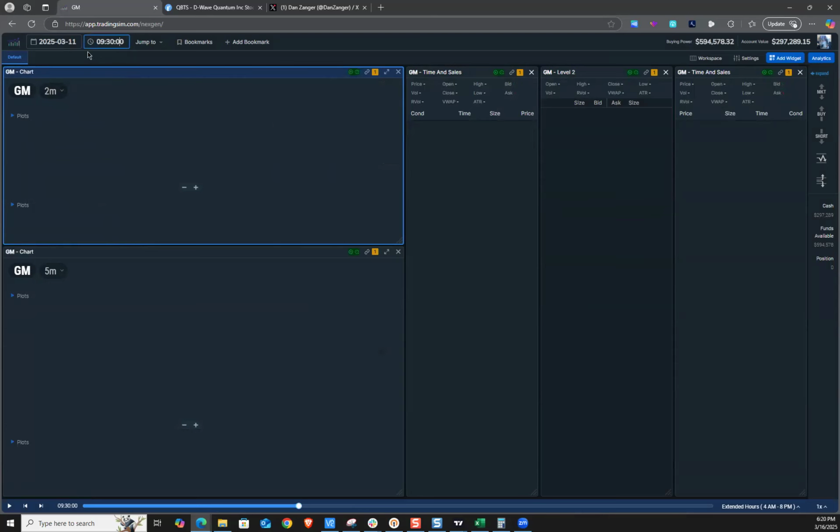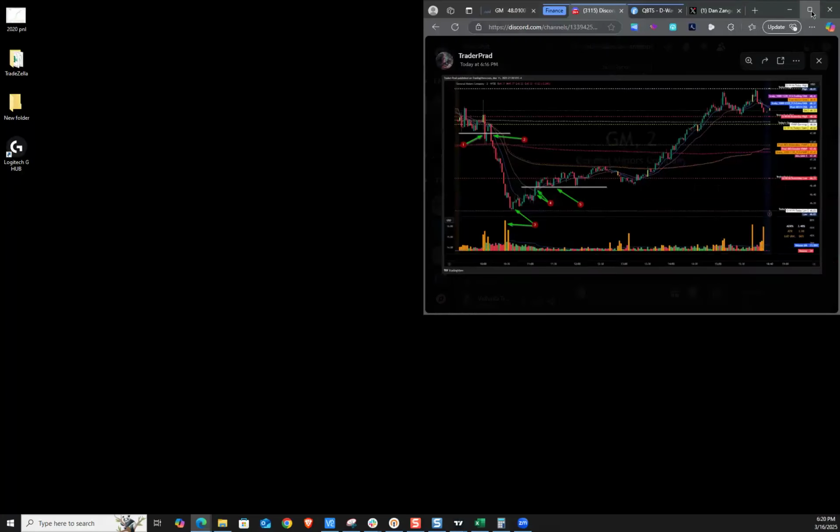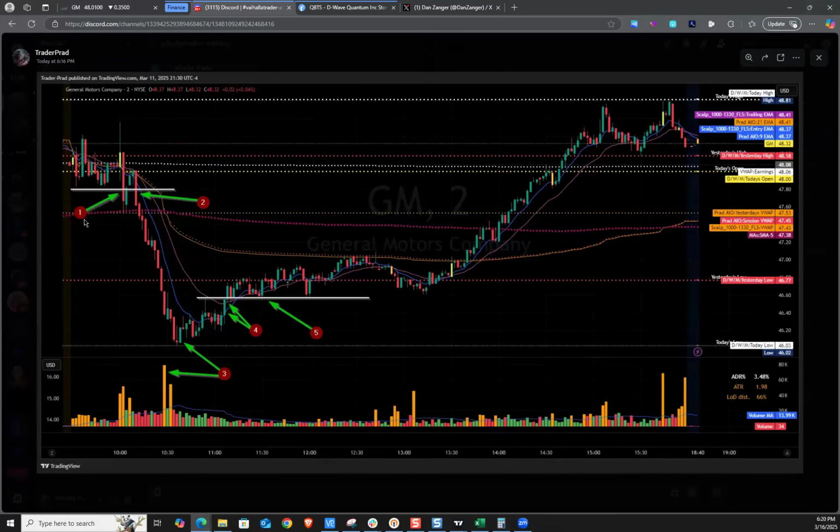Prad just highlighted a good one to review really quick before we call this last one. So you just mentioned this, GM. Here are some spots he's pointing out, and then we'll look at the tape for them. So first we'll look at spot 1, and then spot 2, and then 3, 4 and 5. Yeah, these are all good spots.